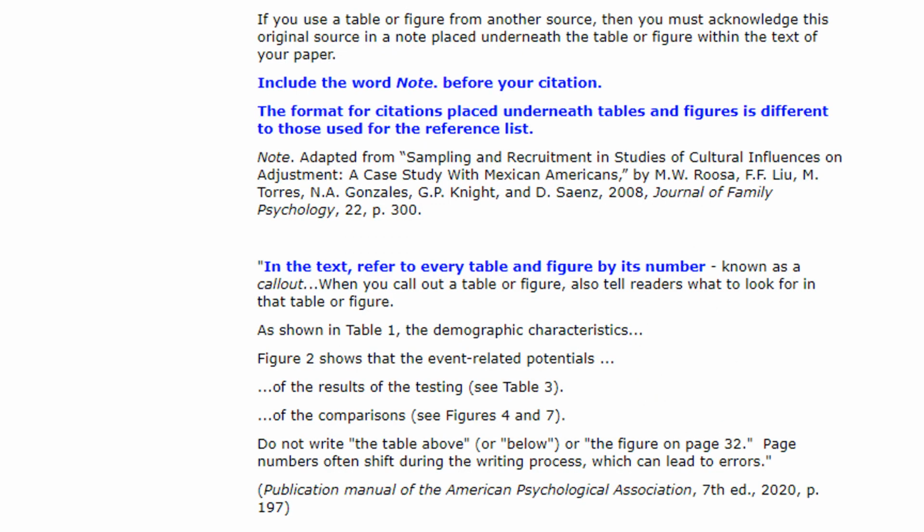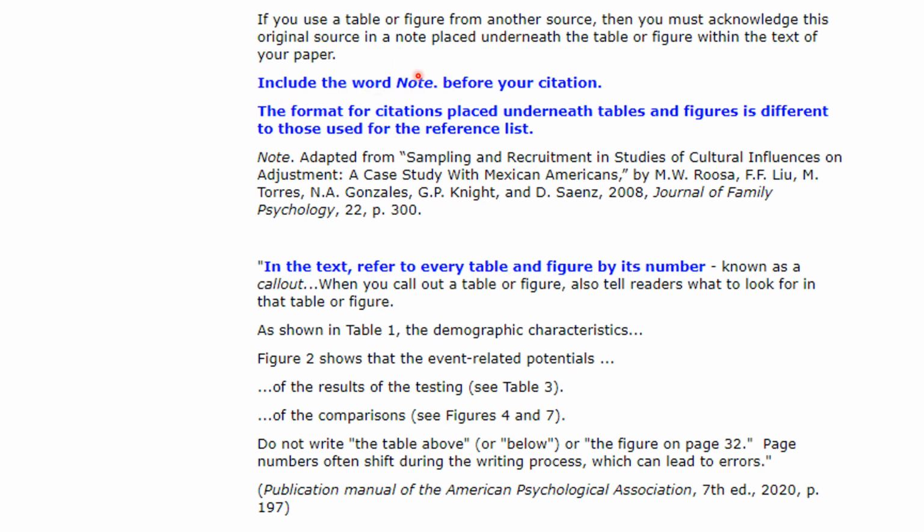Okay, this is the third to the last slide for this presentation. These are additional notes that you should bear in mind when placing graphic aids on your manuscripts. First, if you use a table or figure from another source, if you borrow a table or a figure, then you must acknowledge this original source in a note placed underneath the table or figure within the text of your paper. I suppose that you still remember the example from the previous slide.